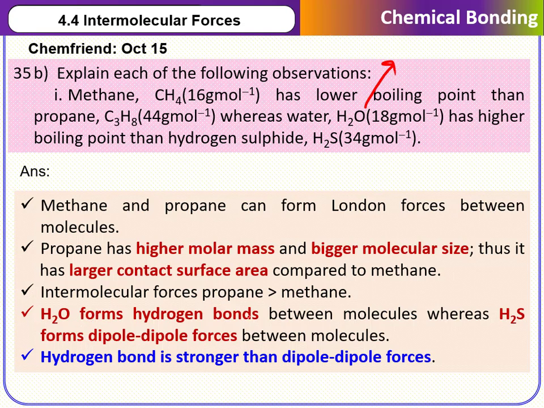Here, water forms hydrogen bonds between their molecules. So, ingat, between their molecules, wajib tulis. Whereas H2S forms dipole-dipole forces. Hydrogen sulfide is a polar molecule. So, what type of intermolecular forces exist between polar molecules? It is dipole-dipole forces, and we know that hydrogen bond is much stronger than dipole-dipole forces. As a result, water will have a higher boiling point than hydrogen sulfide.